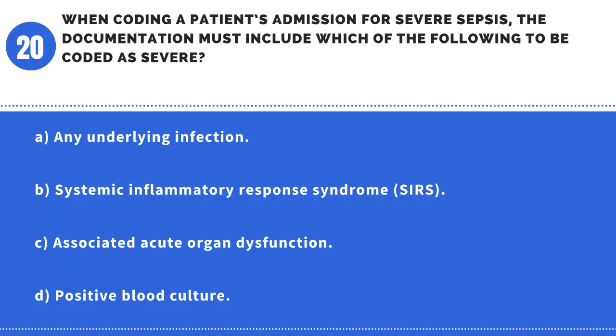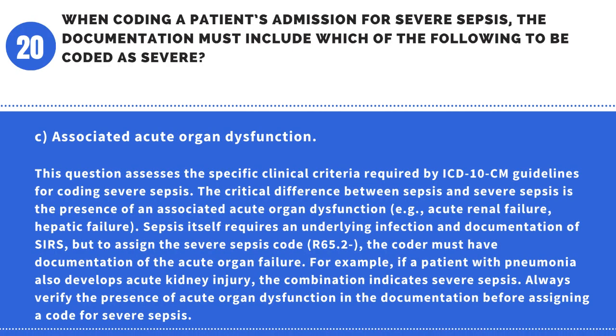Question 20. When coding a patient's admission for severe sepsis, the documentation must include which of the following to be coded as severe? A. Any underlying infection. B. Systemic inflammatory response syndrome, SIRS. C. Associated acute organ dysfunction. D. Positive blood culture. Answer C.